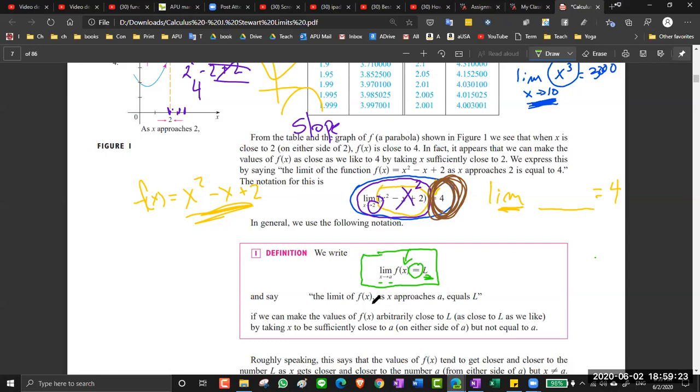Okay, so that's what we want to study now. And how do we read all of this? We call it the limit of f as x approaches a. And we say it equals L. Okay, does everyone get that? Yes.